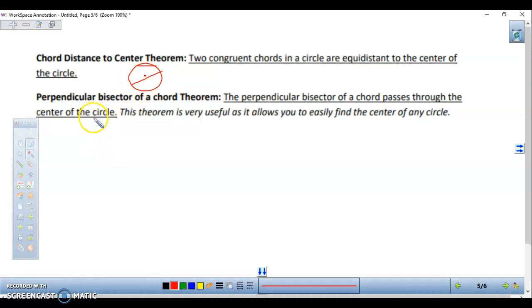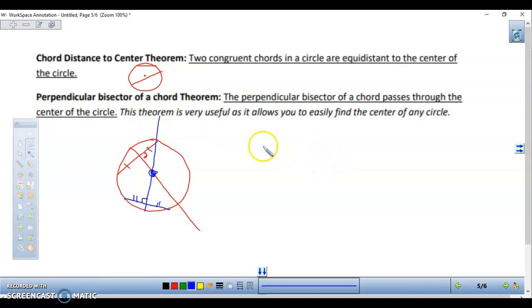Right? And the perpendicular bisector of a chord theorem says the perpendicular bisector of a chord always passes through the center of a circle. And here's what that means. If I wanted to find the center of this circle, I could draw a chord, and I can create a perpendicular bisector of it. And then I could draw another chord, and I could create a perpendicular bisector of that one. And I know my drawing kind of sucks. But those two would have to meet at the center. This is a pretty useful theorem, and I'll show you an example in class, because you could find the center of any circle by using this theorem.